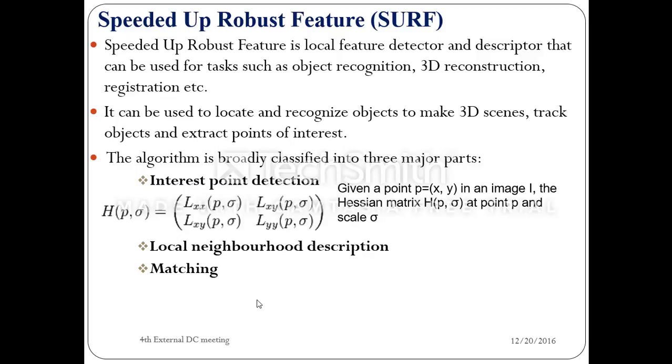The algorithm is broadly classified into three major parts: interest point detection, local neighborhood, and matching. So it goes to the SURF part for image sensing and the robustness of the features of the image. It will classify the points on the x-axis and y-axis.